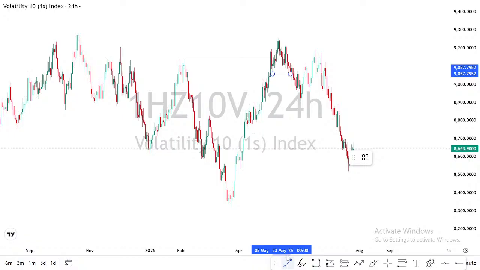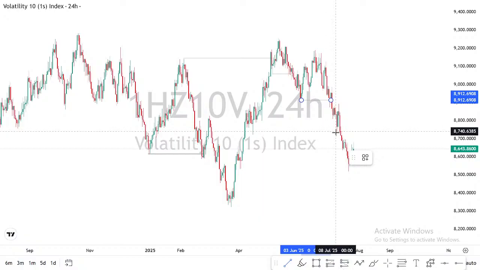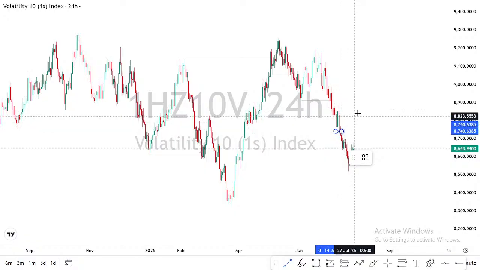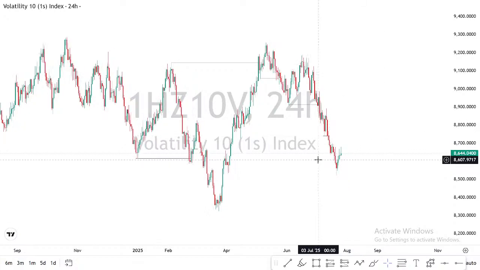Then we had a break of structure to the downside. Then we have another break of structure here. Sorry, a break of structure. So what else are we looking out for? Let's go to our 4 hours time frame.